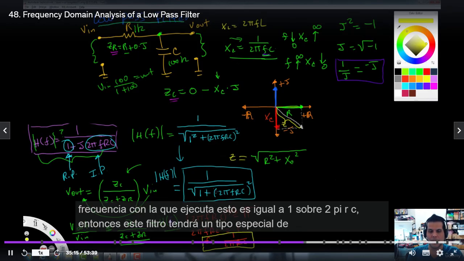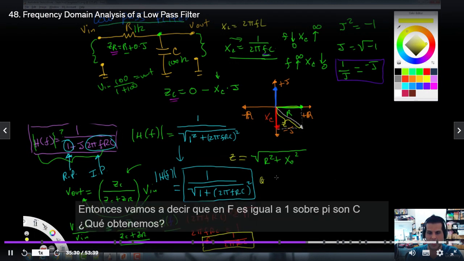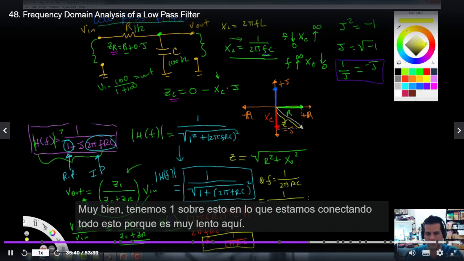this filter is going to have a special kind of behavior. And that behavior is this. So let's go ahead and plug these numbers in here. We're going to plug this value in for f, and let's see what pops out of this. So at f = 1/(2πRC), what do we get? We get 1 over this thing we're plugging this all into.